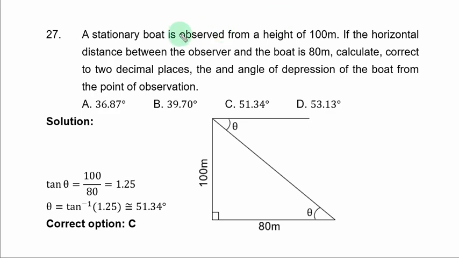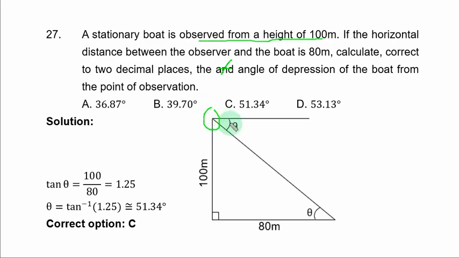Question 27. A stationary boat is observed from a height of 100 meters. If the horizontal distance between the observer and the boat is 80 meters, calculate, correct to 2 decimal places, the angle of elevation, the angle of depression of the boat from the point of observation. Clearly the observer is somewhere here.